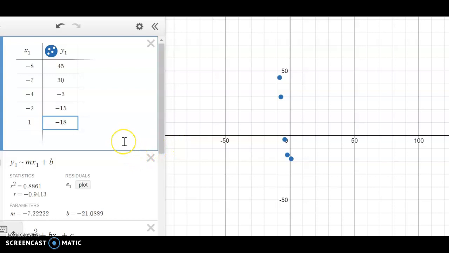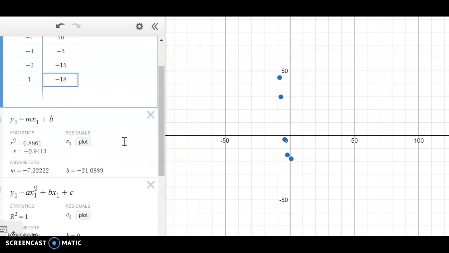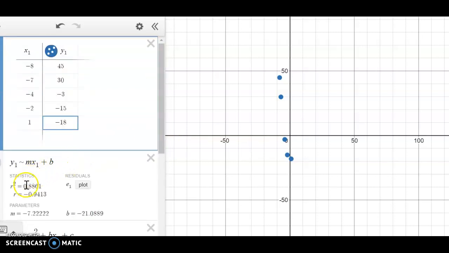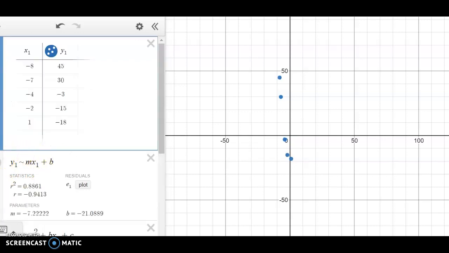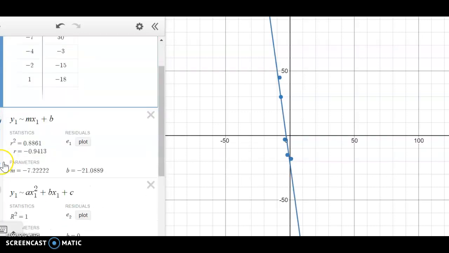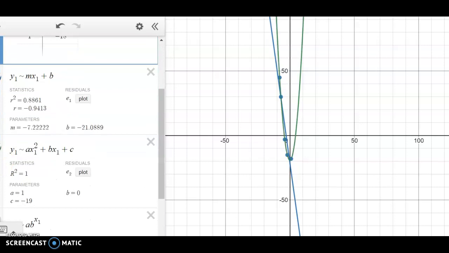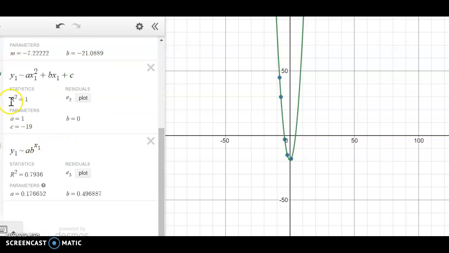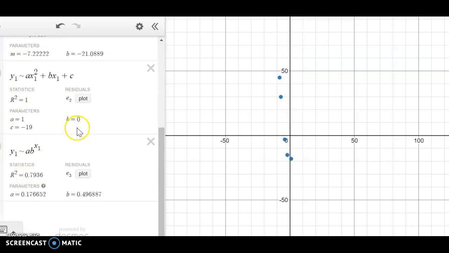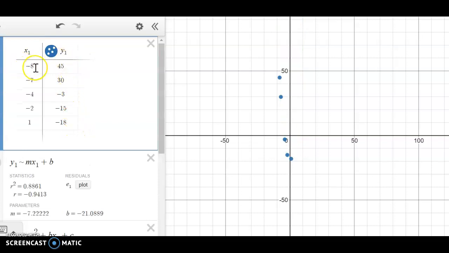Okay, I'm using example 7 on your paper. So we're going to look at quadratic, r squared equals 1. It is a perfect fit. It goes exactly through all the points. It is a perfect fit, 100% match. And then the exponential is not. Okay, let's try another one.